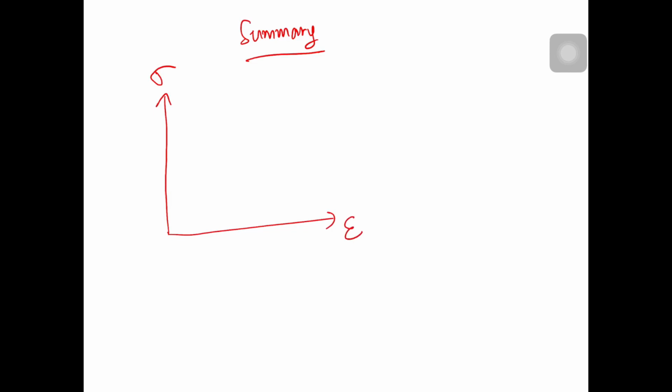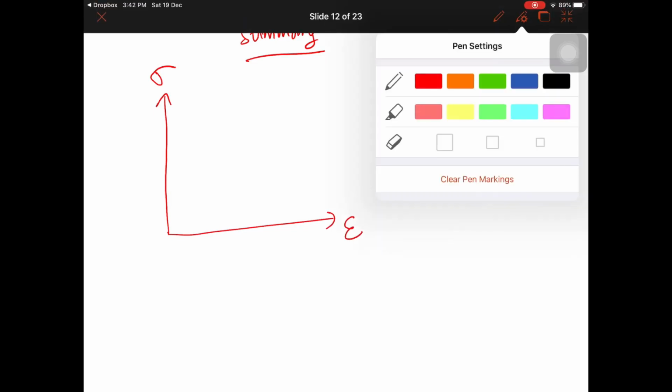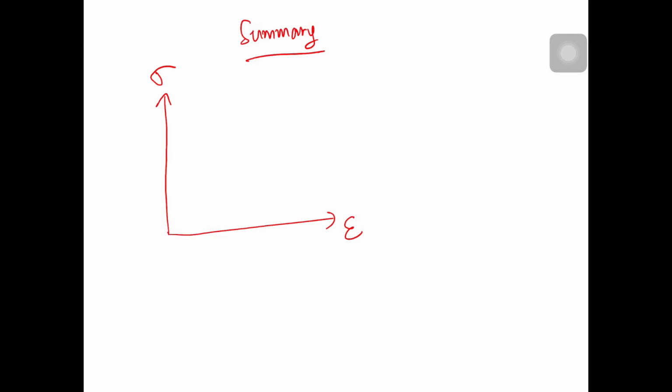So for summary, alright. We have a stress strain diagram. Okay, this is stress and this is strain. So the diagram is like this, and then it becomes like this.